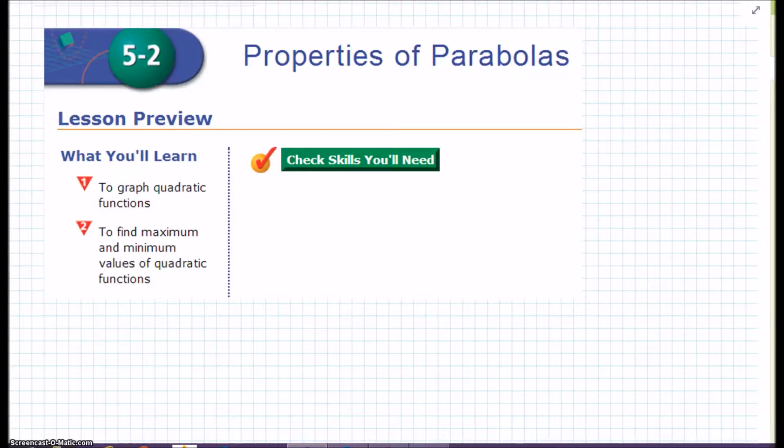Chapter 5, Section 2, Properties of Parabolas. In this lesson, we're going to learn how to graph the quadratic function, and we're going to learn to find the minimum and maximum values of those functions.